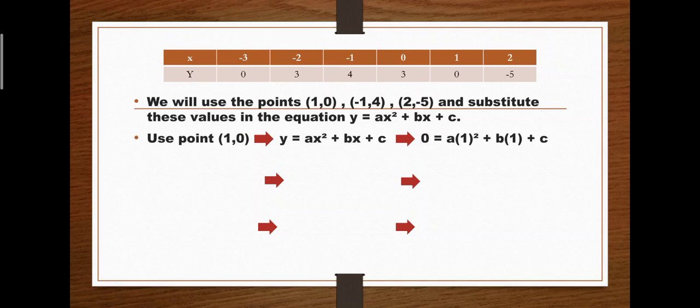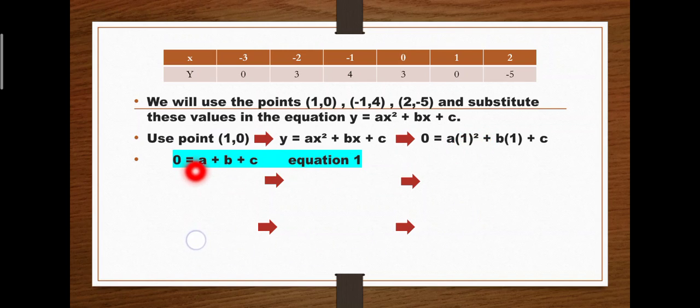So, first is, I am going to use 1 and 0 kasi ito yung unang point na pinili ko. So, 1 and 0. So, 1 dyan is x, ang 0 is y. So, ito yung equation, y is equal to ax squared plus bx plus c. So, ang gagawin lang natin, substitute lang the value of x and y sa equation. So, ang y natin, di ba, is 0. So, 0 is equal to, copy lang a, then ang x natin is 1. So, 1 squared plus copy b. Then, ang value ng x is 1. Then, copy plus c.